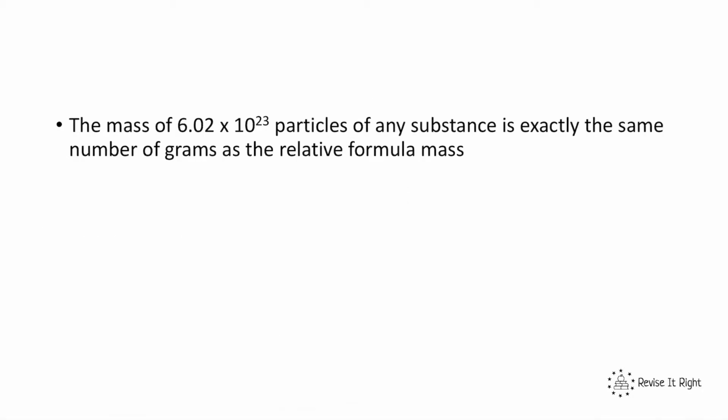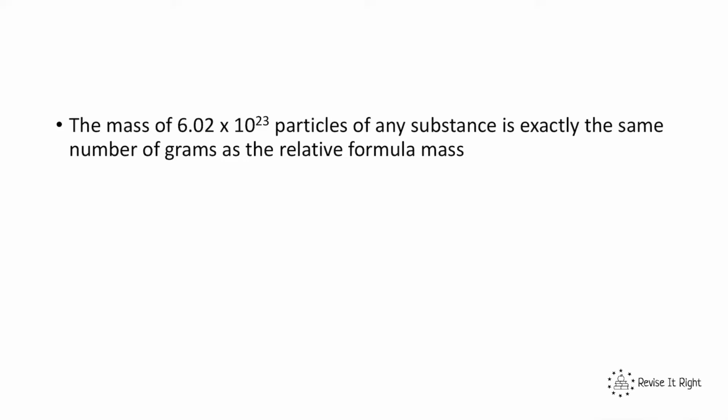Now this number is a rather large number, and some of you may be thinking, well, why did they make it such a large number? Well, actually this number is a very clever number. The mass of this number, 6.02 times 10 to the 23 particles of any substance, is exactly the same number of grams as the relative formula mass. Now that sounds quite confusing, so let me explain what I mean there.